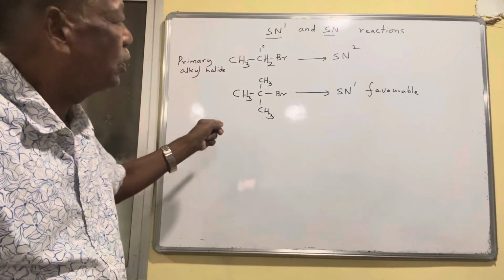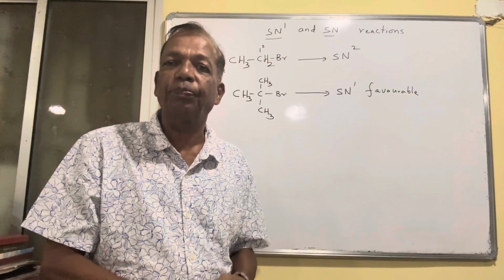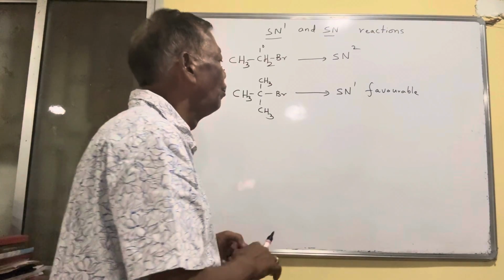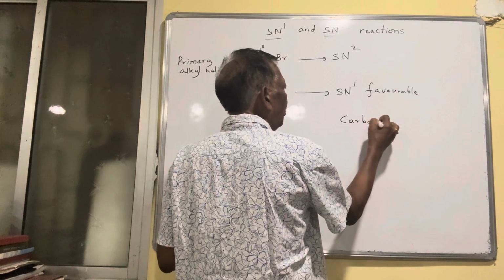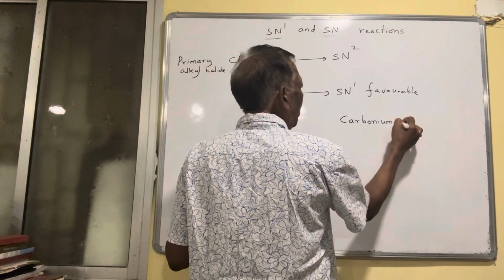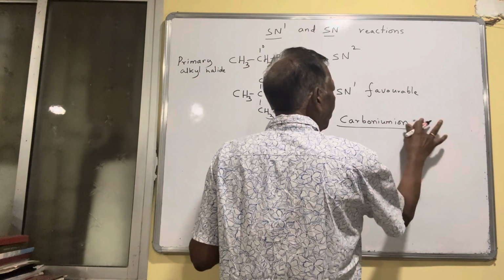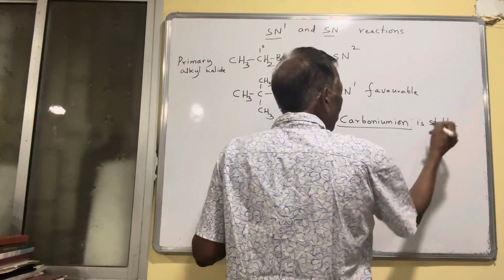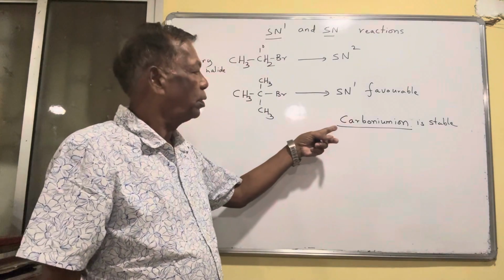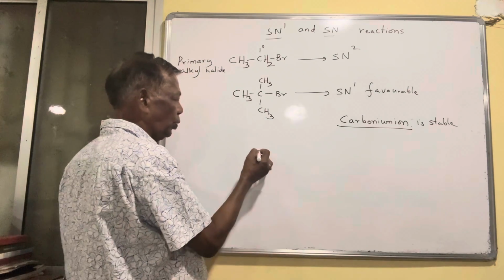Because in the case of SN1 reaction, as an intermediate, a carbonium ion is produced. So I will explain here, a carbonium ion is formed. Now this carbonium ion is stable. So when it is a tertiary carbonium ion, that tertiary carbonium ion is favorable. I'll just show you here.